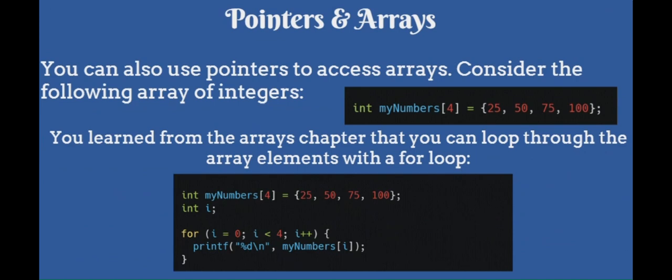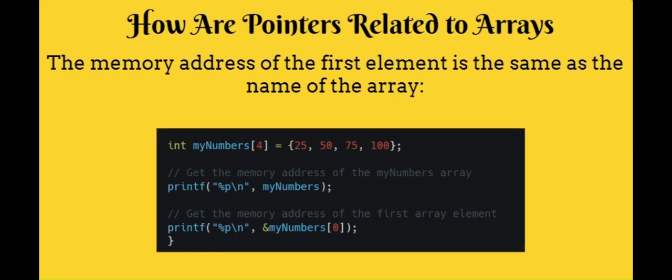Pointers and arrays. You can also use pointers to access arrays. Consider the following array of integers. You learned from the arrays chapter that you can loop through the array elements with a for loop. How are pointers related to arrays? Okay, so what's the relationship between pointers and arrays? Well, in C, the name of an array is actually a pointer to the first element of the array.